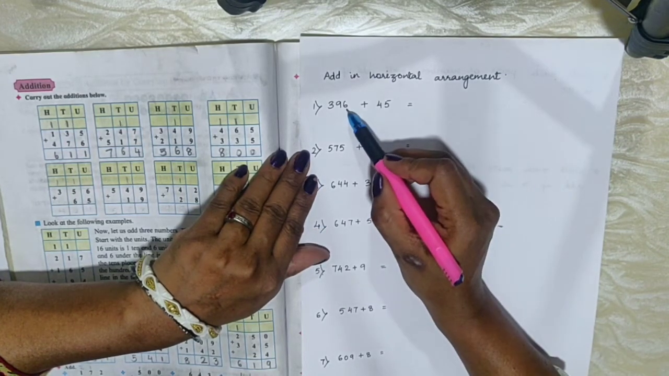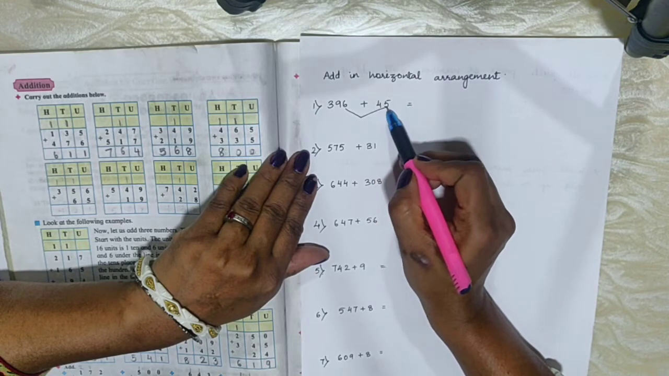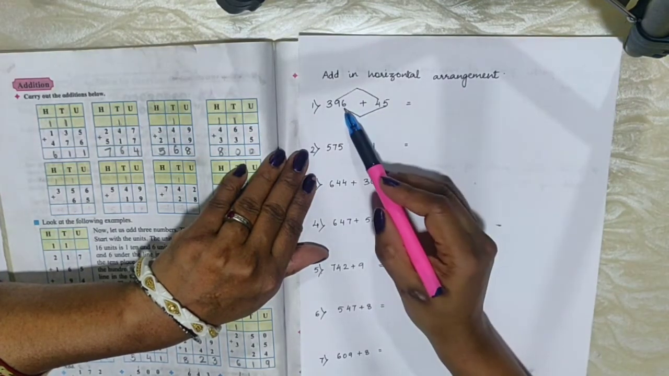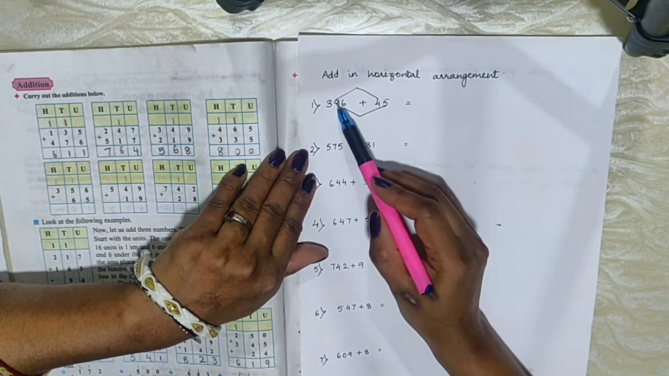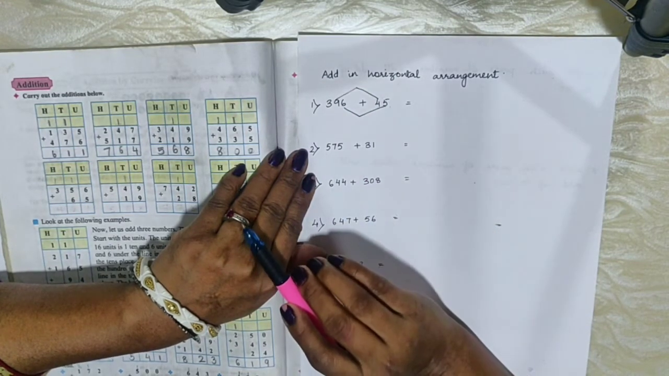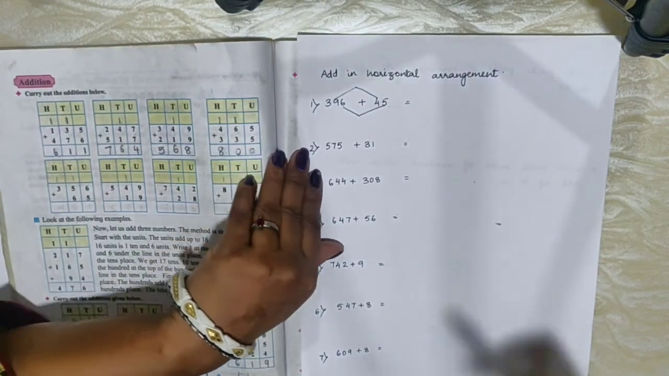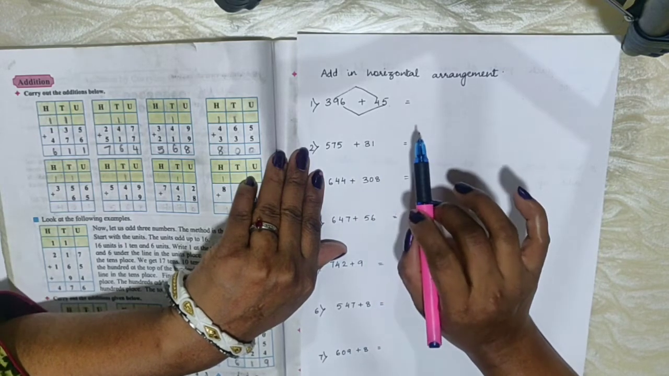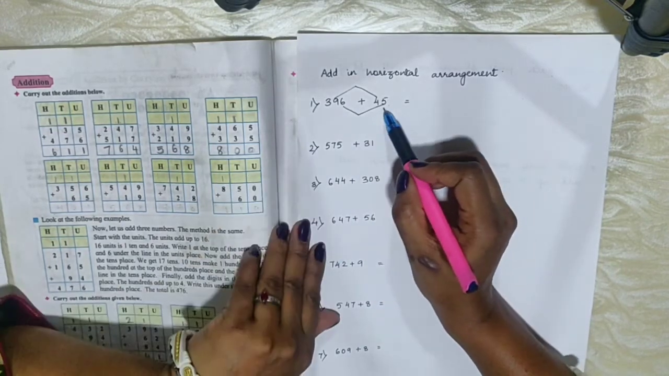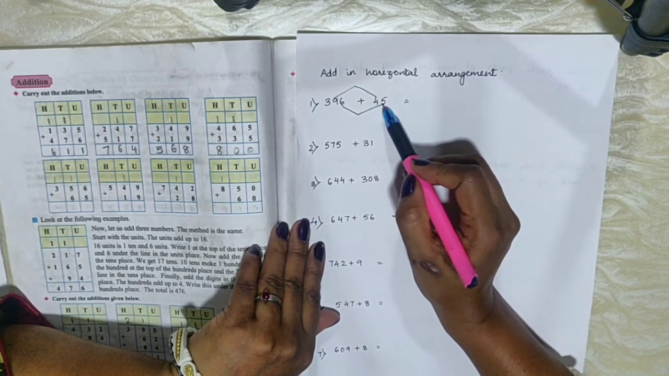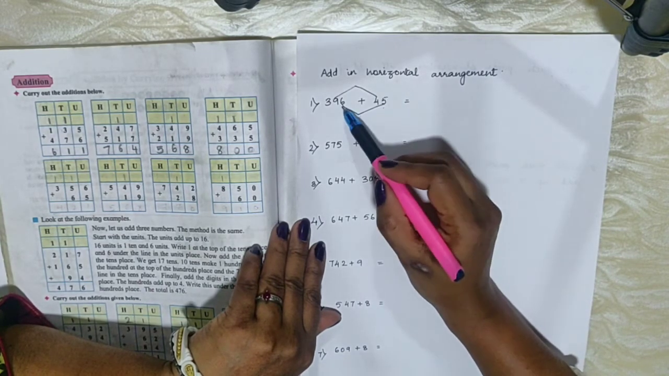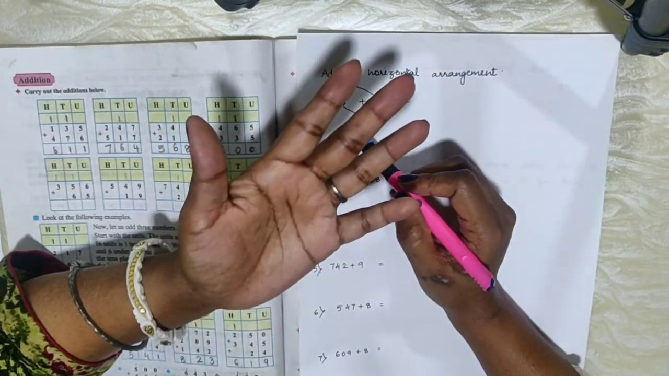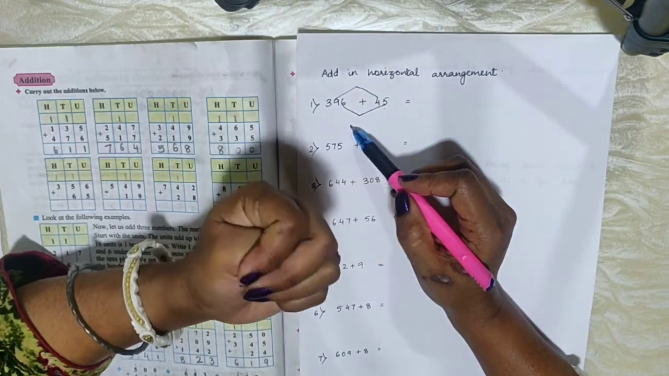Now children, see, units place, tens place. So you will add the numbers which are at unit place and you will add the numbers which are at tens place. Now this is known as horizontal arrangement. Add in horizontal arrangement. 6 plus 5. 6 units plus 5 units. What is 6 units plus 5 units, children? Keep 6 in mind and 5 in your hand. 7, 8, 9, 10, 11.